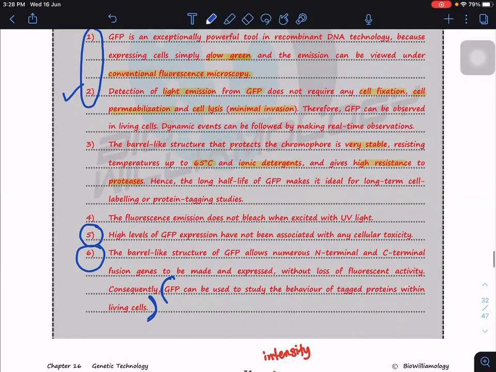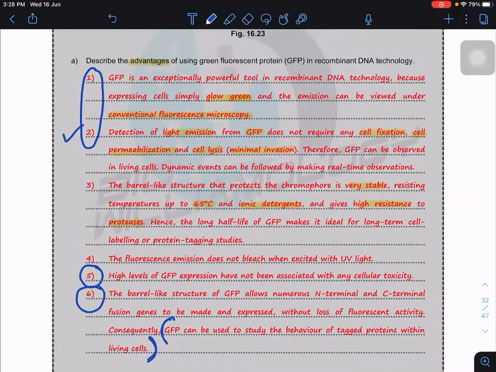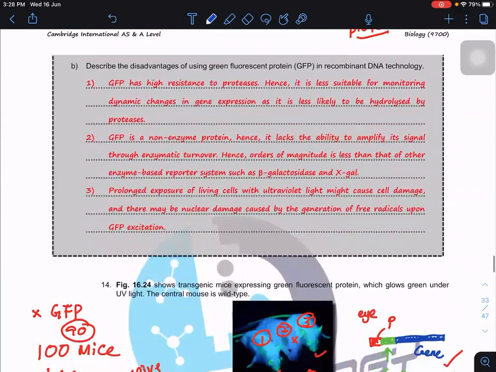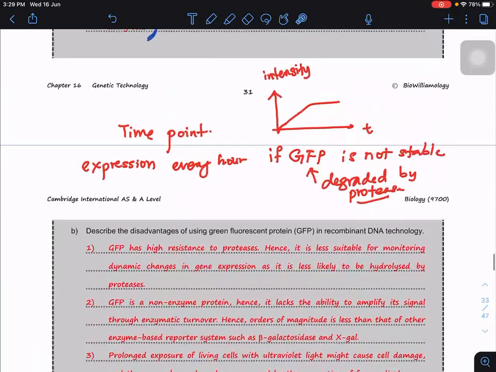Okay, but for green fluorescent protein, there are some disadvantages or limitations as well. So what are the limitations? Because they're resistant to the protease. So means that they will remain there. They will still remain there, even though the expression is stopped already. Now what I mean here is, okay, let me clear up this part.